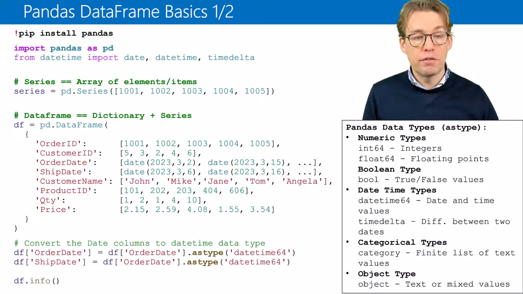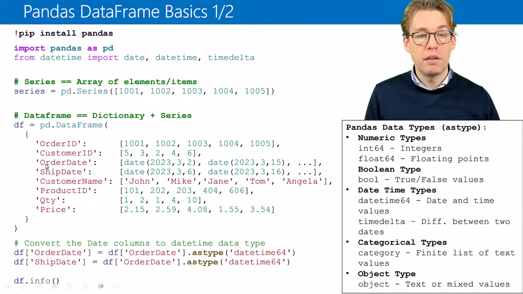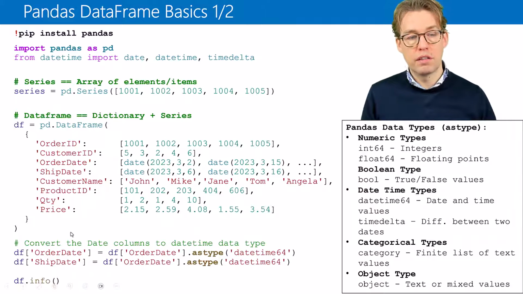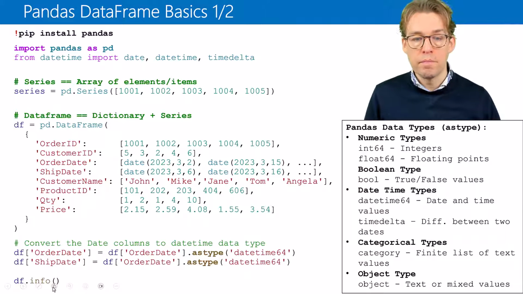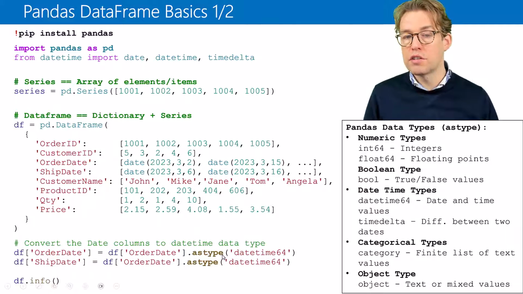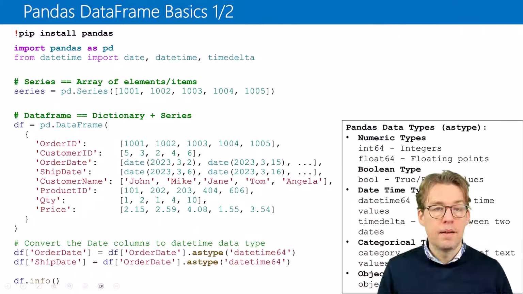And then with this data frame, I can look at the typing. So for example, here I have an order date and a ship date. We know it contains dates, but the Pandas data frame doesn't know yet. So if we look at the info, we'll see it has a different type. And you can use the .astype to cast it to a specific type. And then you can use these different types.